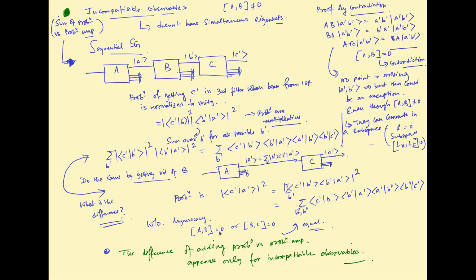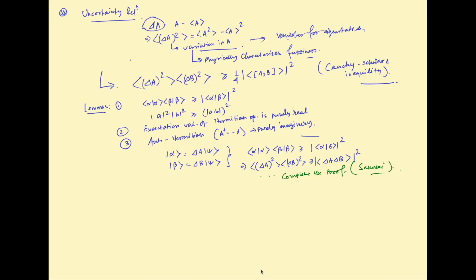But as long as that is not true, when it is a generic case, these two will remain different. So, that clearly shows that the peculiarity in this outcome is only for incompatible observables. That is the difference of adding probability versus probability amplitude, and it appears only for incompatible observables. That is the main point of this observation.